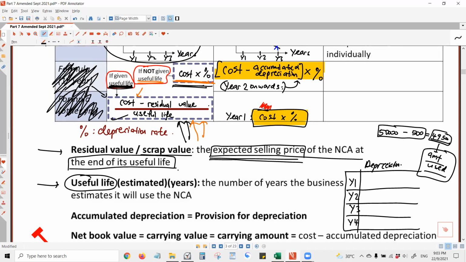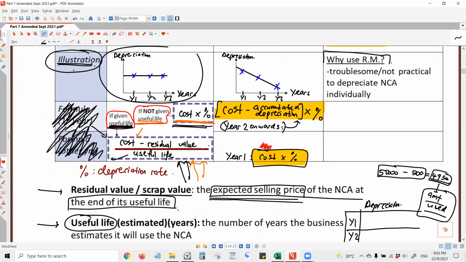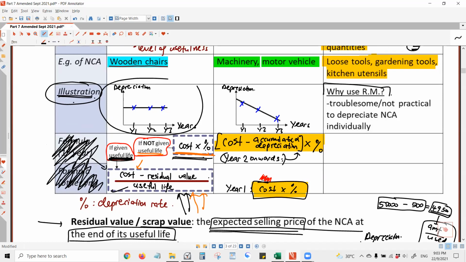Just like the straight line method, there are also two formulas for the reducing balance method. For year one, the first year you own the NCA, you take the cost times the percentage, then you will get the depreciation. For second year, third year, fourth year, and all other later years, that means from second year onward, you use another formula. Cost minus accumulated depreciation, then you times the percentage.